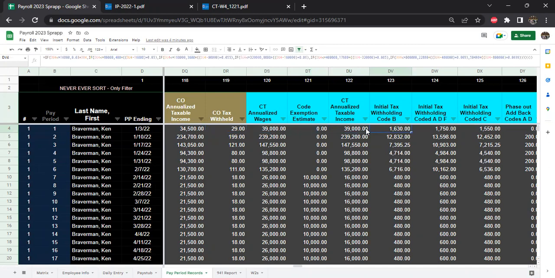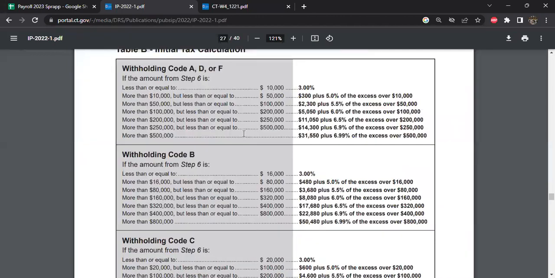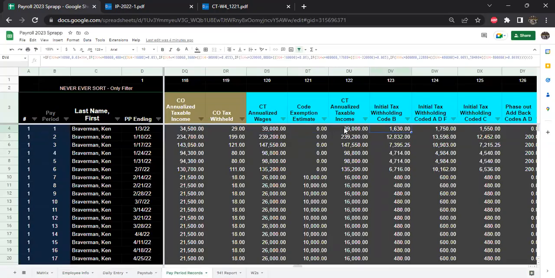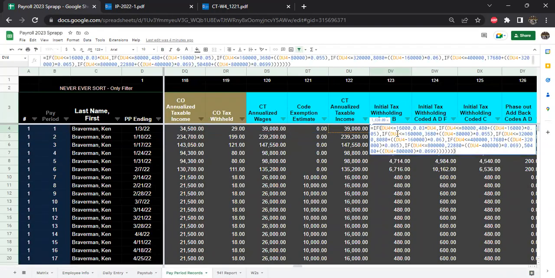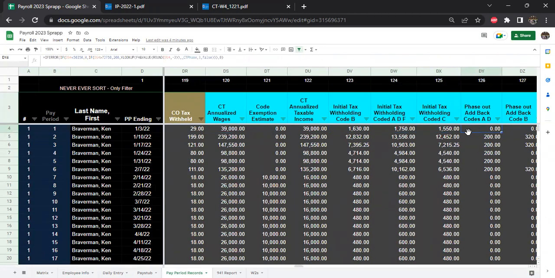It's right here. Then you do a preliminary withholding amount. And the preliminary withholding amount is based on this table right here. Whatever code you are, whatever wage bracket you fit into, that's what this formula is right here. It's a nested if formula that puts these wages into the proper bucket right here. You do the same thing for codes A, D, and F. You do the same things for code C.